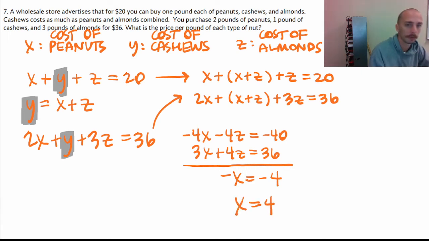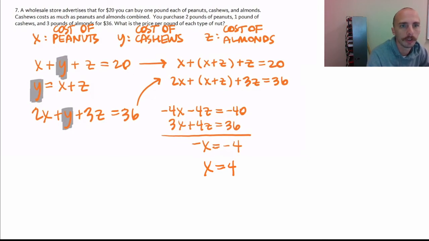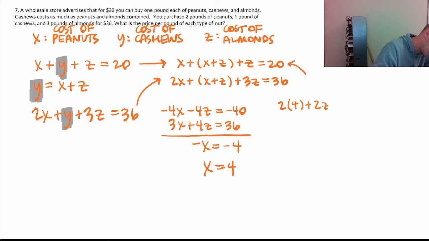Okay, that makes sense. $4 per pound seems like a potentially reasonable amount of money for the cost of peanuts. And it's not negative. That's the big thing, right? If we got 0 or negative, that would be a bad sign. That would probably be a sign we made an error. So, okay, let's just go ahead and pick one to go with. I might go with this one here, 2X plus 2Z equals 20. So 8 plus 2Z equals 20.